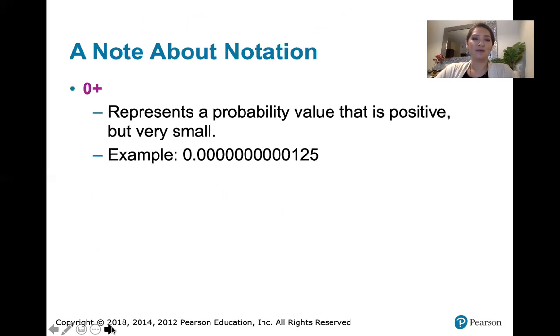For example, if you have 0.0000000000125, that is a tiny probability. If that is a probability of some event, that event is very unlikely to happen. But it doesn't have a probability of 0. It could still happen. It's just very unlikely.